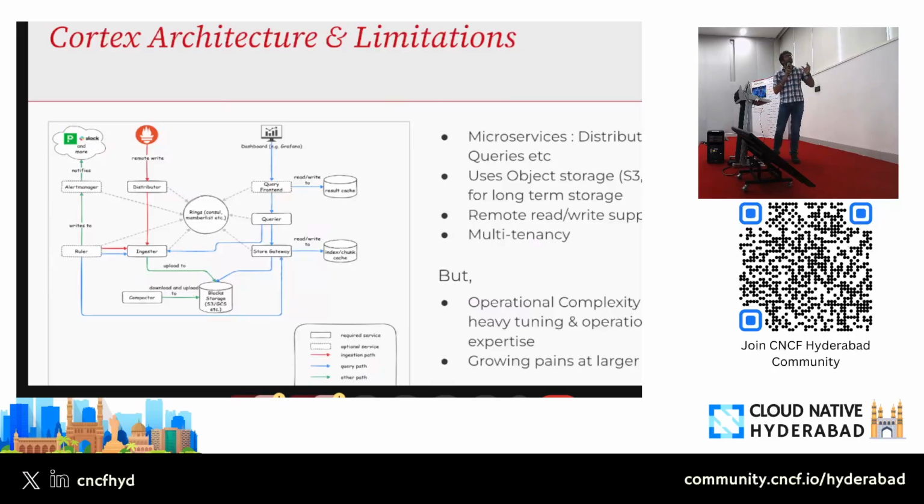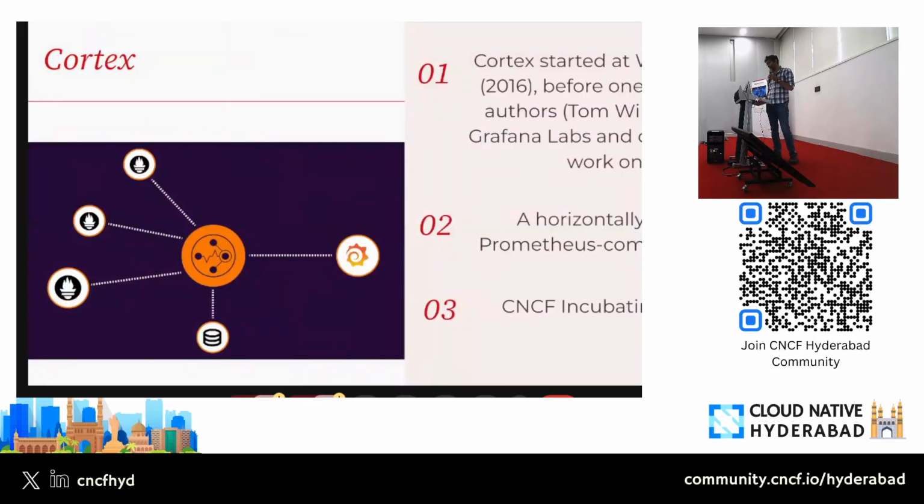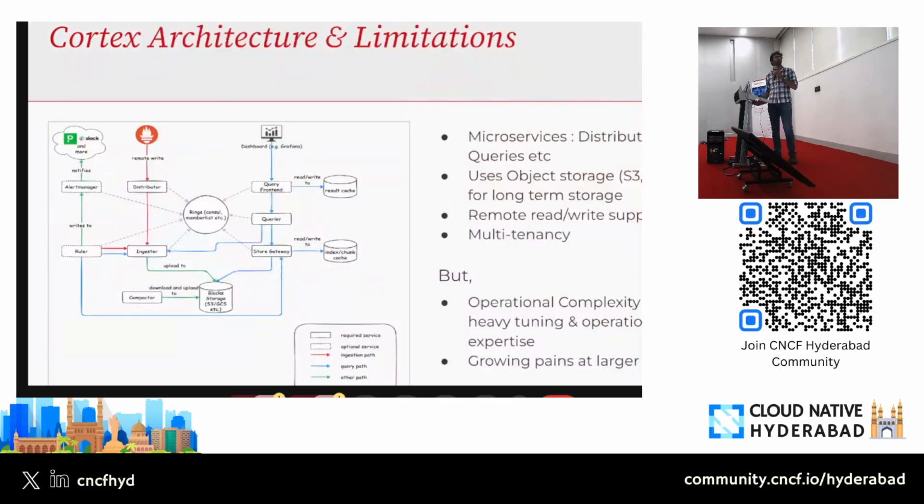Yeah, but Cortex at the time when it was started had this operational complexity, and it was difficult to scale. There were a lot of pains with that. So that's why Tom went to Grafana, and they created a product called Mimir.